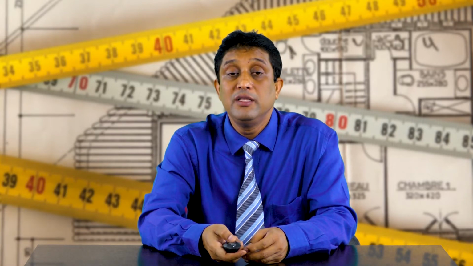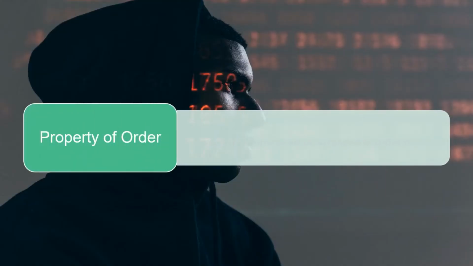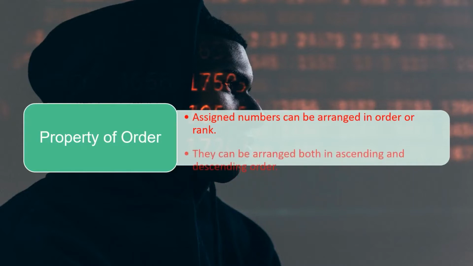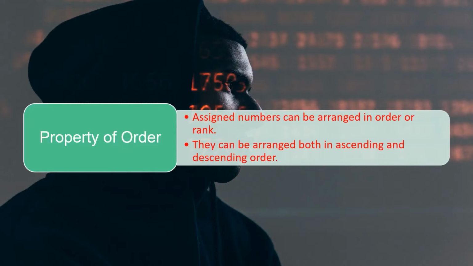And further, the second property is the property of order. Try to understand what the property of order is. Assigned numbers can be arranged in order or rank. For example, let enrollment numbers be assigned. They may start from 01, then 02, 03. So it is in order, either ascending or descending.